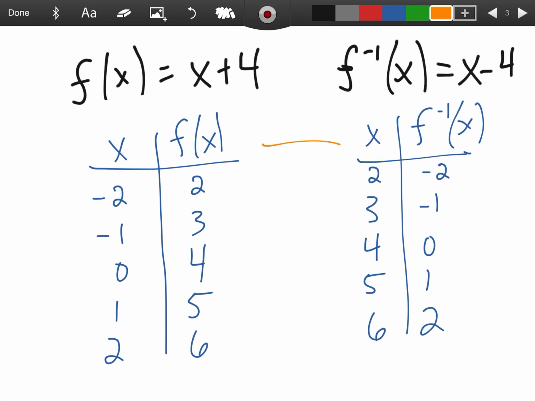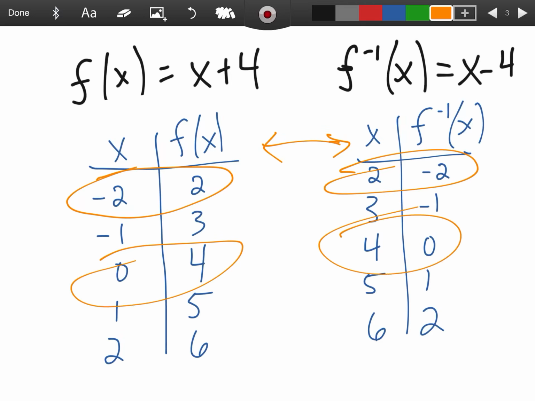So now let's compare these two charts. What do we notice? We can see that each xy pair just flipped. So if I had negative 2 comma 2, now I have 2 comma negative 2. If I had 0 comma 4, now I have 4 comma 0. So that is one of the major keys of inverse functions: the x and y values flip. And that is going to help us on this next slide find the inverse of a function, just knowing that the x and y flips.